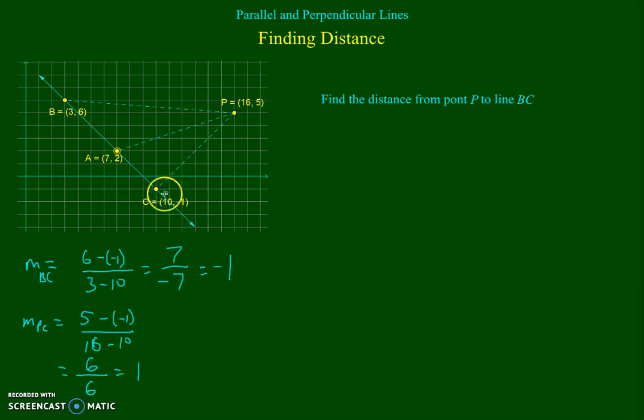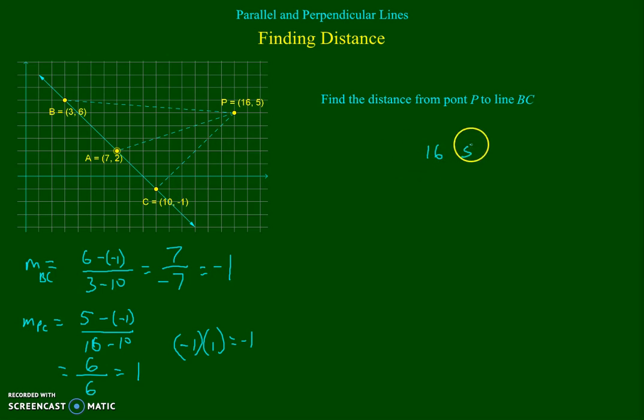Now we know that two lines are perpendicular if the product of their slopes is negative 1. Well, clearly, negative 1 times 1 is negative 1. So yes, in fact, these two are perpendicular. So line BC is perpendicular to PC. So these are the 2 points we're going to use to find our distance. Let's go ahead and start that.